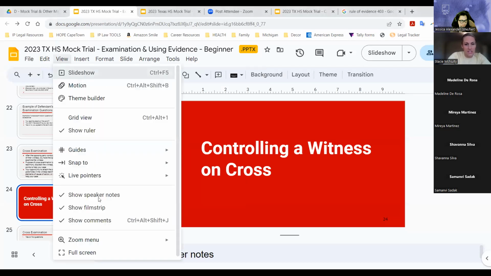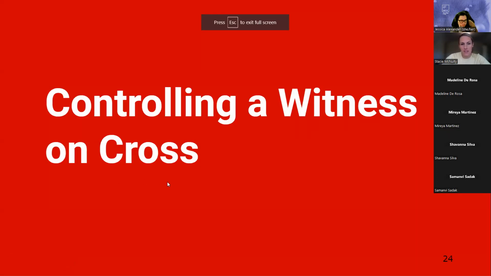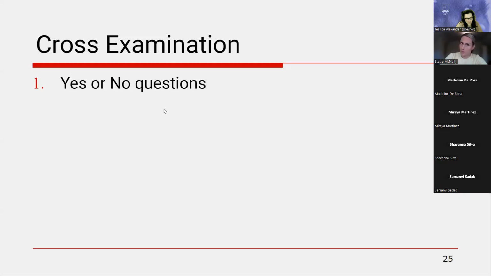Okay. So controlling a witness on cross. Yes, sorry, I don't know why I stopped there. So this is critical. Sometimes a witness is so easy and they just say yes, no. And sometimes strategically that's the right move. Sometimes, and I think in mock trial you'll see a lot where witnesses just don't want to answer a question, or they want to launch into their explanation when you did not ask for it. So yes or no questions.